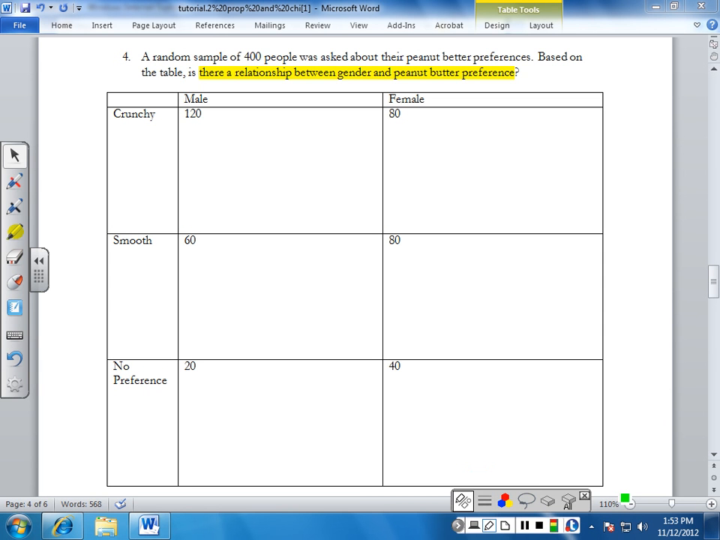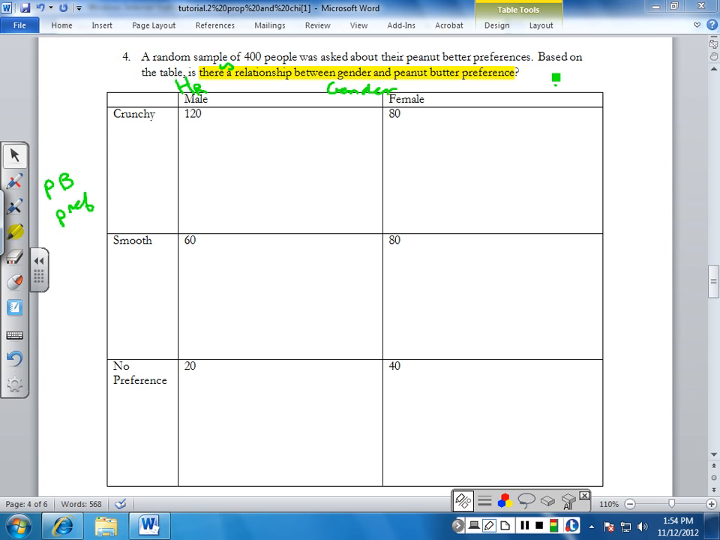Okay, so number 4, you can see that there are 2 qualitative variables, one of which is multinomial. So our variables are gender and peanut butter preference. And what I've done on this one is I've highlighted, it's right in the question, all I have to do is add an is. That's HR. There is a relationship between gender and peanut butter preference.